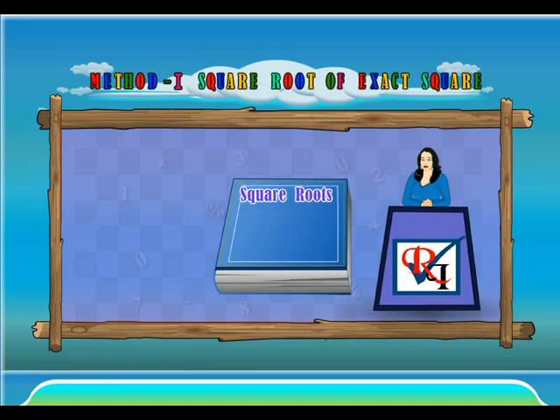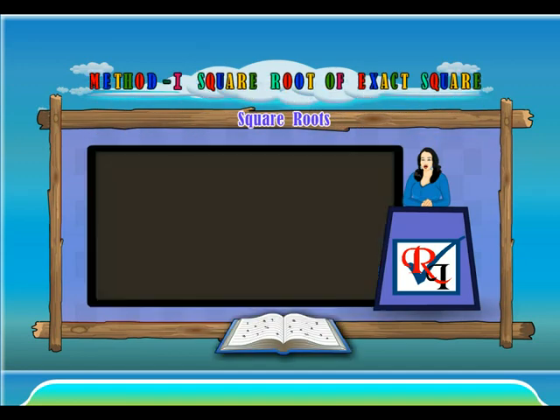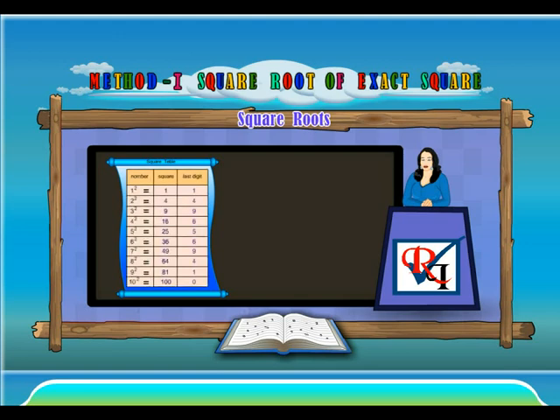Hi friends, today we are going to learn how to extract square roots from the given exact square. This technique is very simple and interesting. The only thing is to memorize the simple square table. Let's talk about the salient feature for finding the square roots.